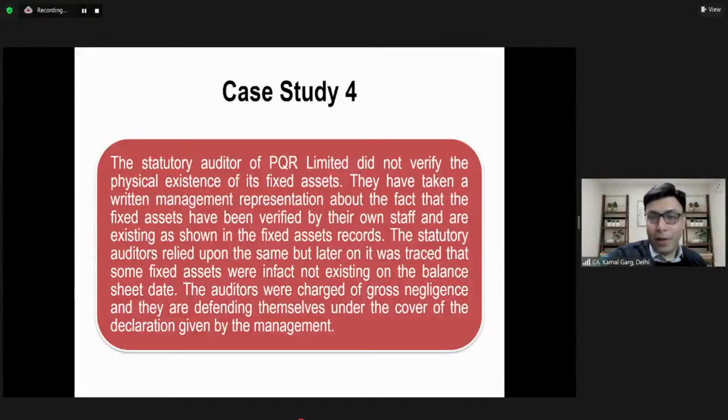The statutory auditor of PQR Limited did not verify the physical existence of its fixed assets. They have taken a written management representation that the fixed assets have been verified by their own staff and are existing as shown in the fixed asset records. The statutory auditors relied upon the same, but later on it was traced that some fixed assets were in fact not existing on the balance sheet date. The auditors were charged with gross negligence and they are defending themselves under the cover of the declaration given by the management. Yes, your answers now.